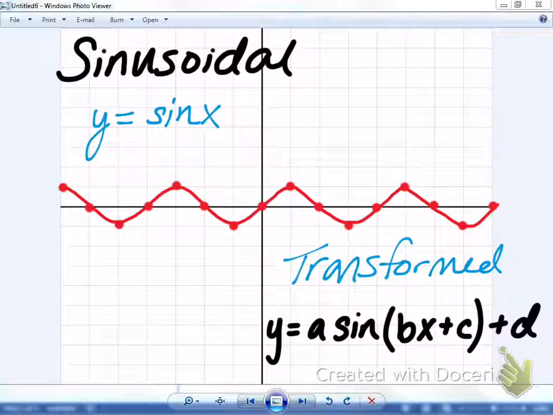Next we have sinusoidal. The parent function here is y equals sine x. You could also use the cosine function if you wanted to. It's just shifted a little bit. And here, this is the regression that the calculator will give you. We've looked at a different way to write it before, but the sinusoidal regression is given to you here.